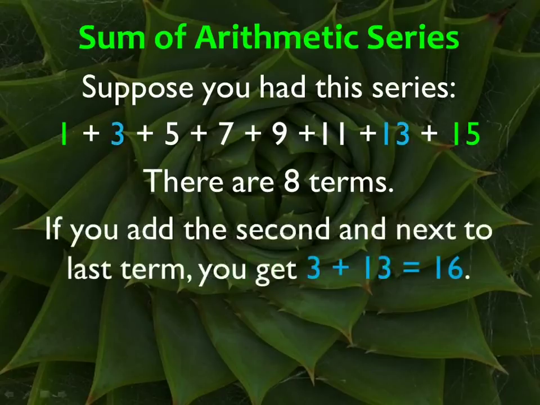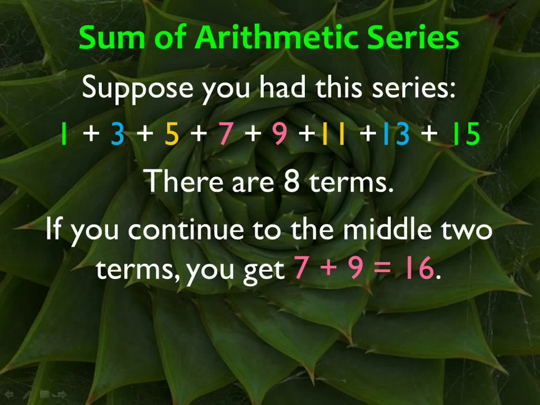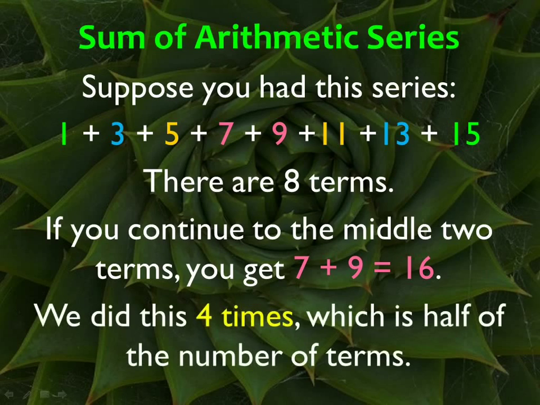Now if we move on to the second term and the second to last term, we get 3 plus 13, which also equals 16. You can continue with this pattern all the way until the middle. And you notice you have exactly 4 sums of 16. 4 represents half the number of terms. And you multiply that by 16 and you get the sum.